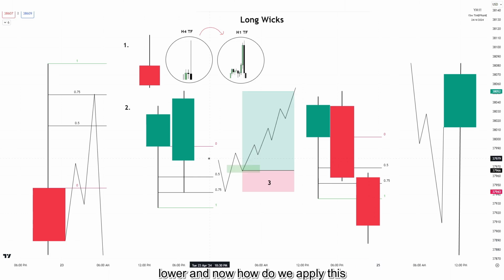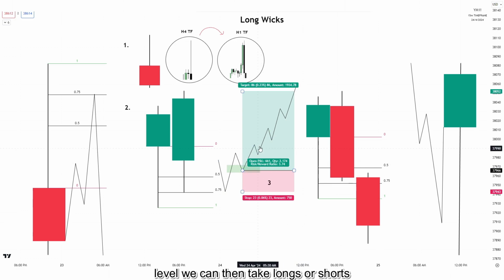And now, how do we apply this information? Your best use case is to identify these long wicks on the higher time frames like the 1 hour, 4 hour, and even sometimes in the daily time frame. And as we come near that 50% and eventually 75% level, we want to go down to a lower time frame, anticipate a break away from those levels after tapping into that long wick, and as we leave this level, we can then take longs or shorts inside of the lower time frame PD arrays in the opposing direction.